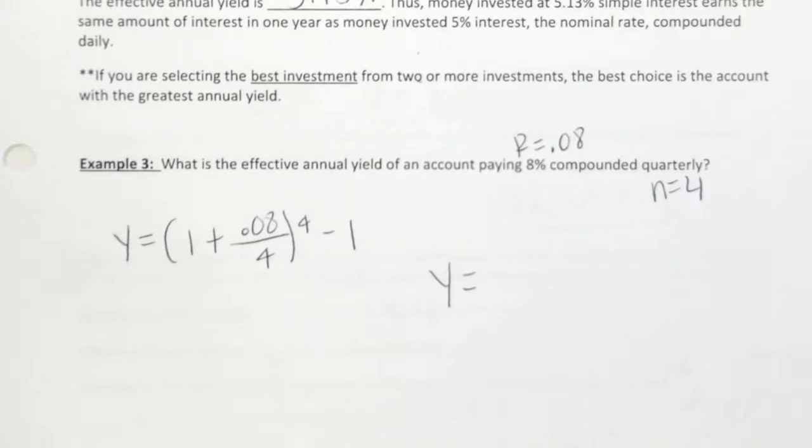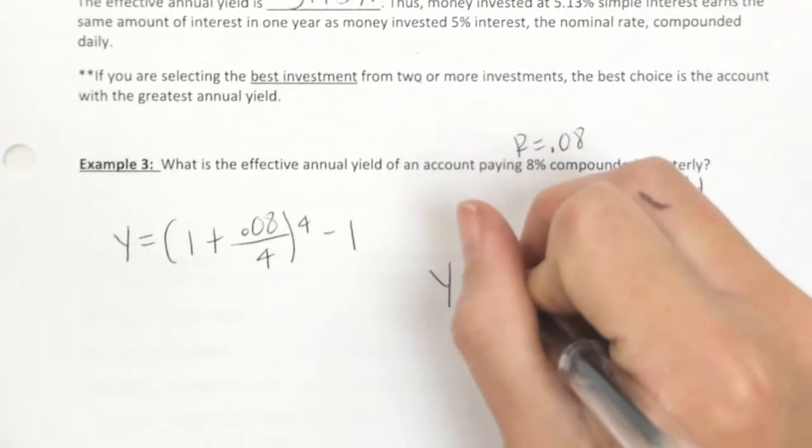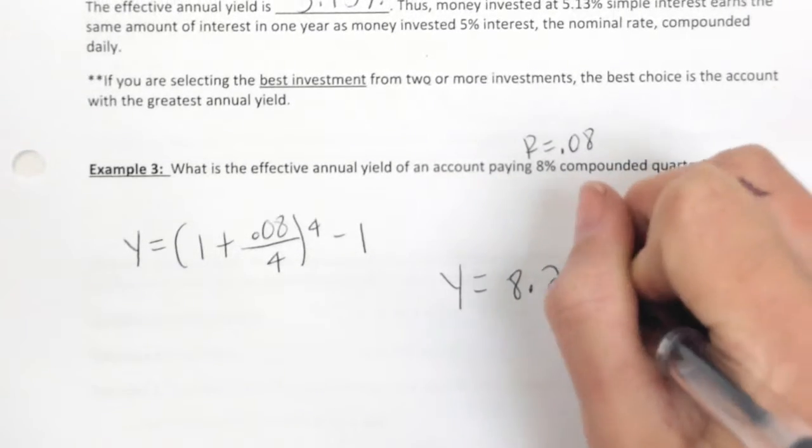So I'll let you go ahead and type that in on your calculator while I'm typing it on mine, and then we'll compare our answers. Alright, for my final answer, I got 8.24%.